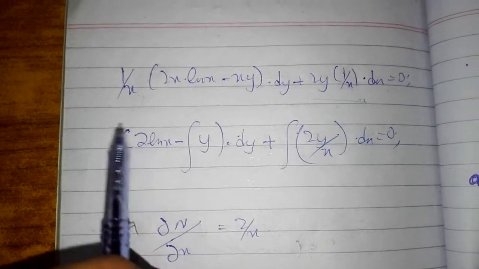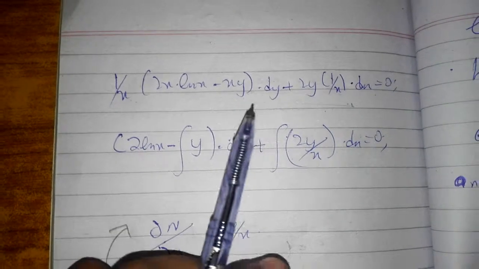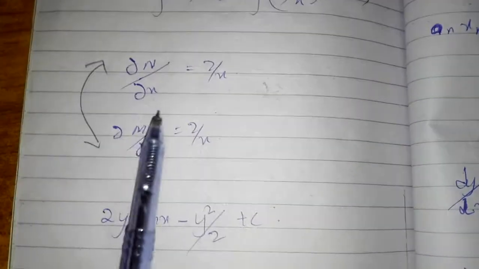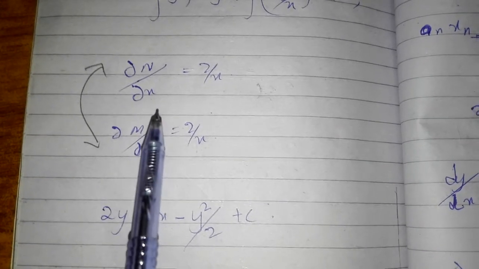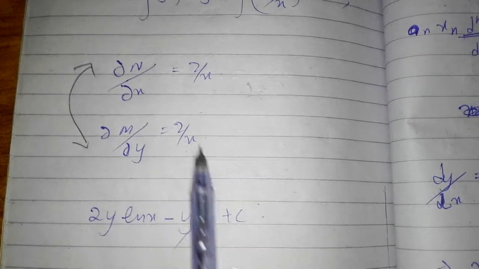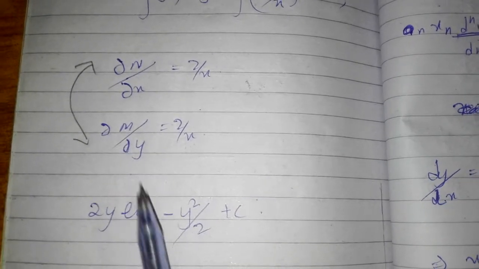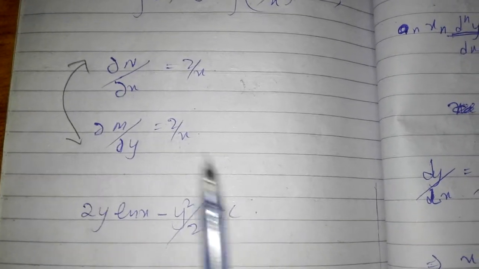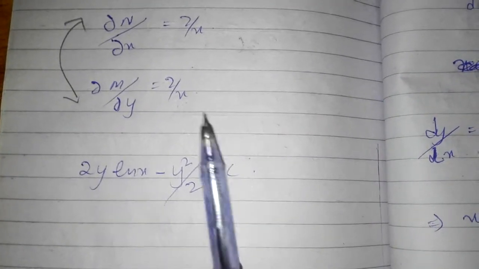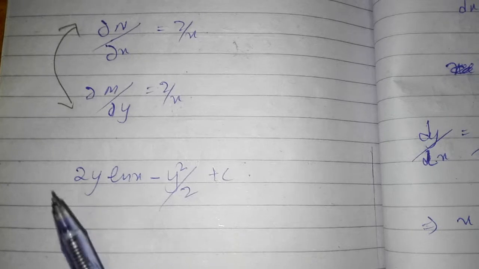So we will multiply 1/x with the whole equation. Now we will check ∂N/∂x, that is 2/x, and ∂M/∂y is equal to 2/x. Now these both are the same. Now we can apply the exact differential equation method, and then we will get the answer.